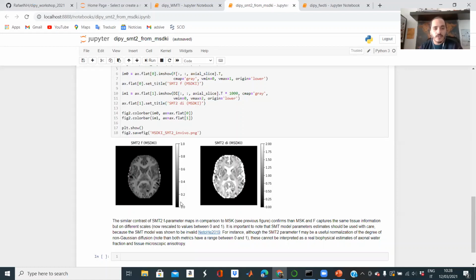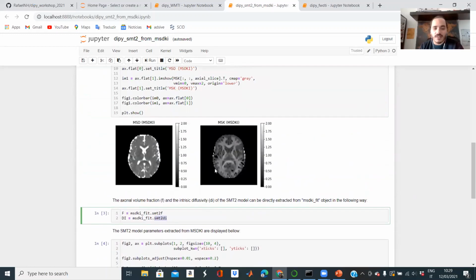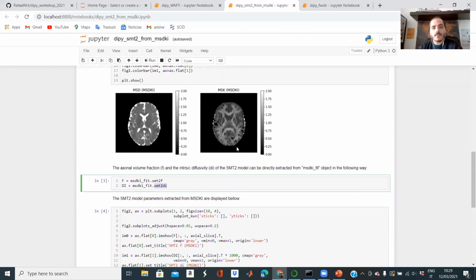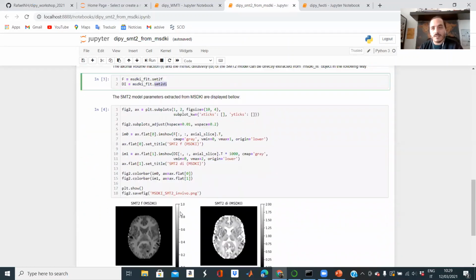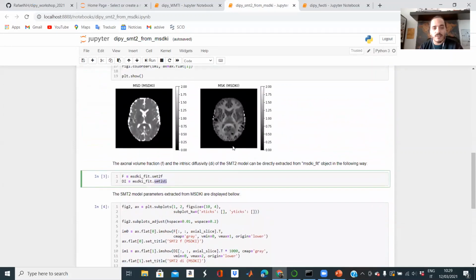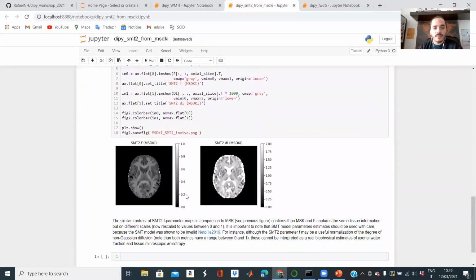For example, if you look at the volume fractions extracted here, this might provide an index of non-Gaussian diffusion. So you can see that you have exactly the same contrast as the mean signal kurtosis. But now these values, as opposed to the kurtosis values, range between 0 and 1. So this can be a very useful normalized quantity of the total kurtosis of your system.